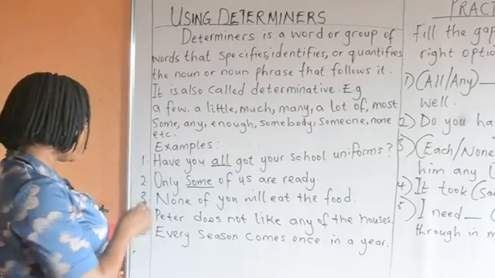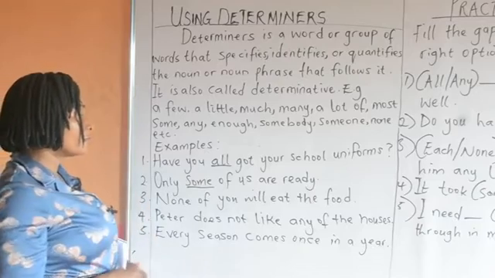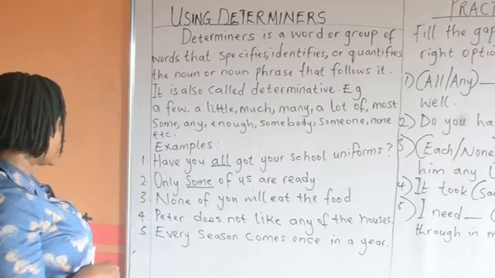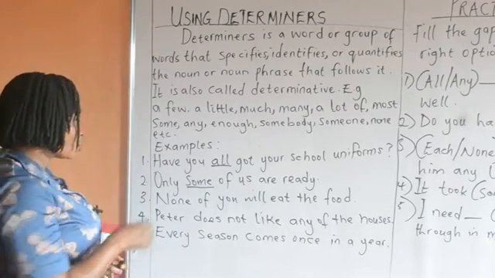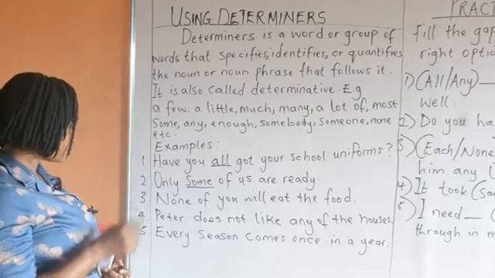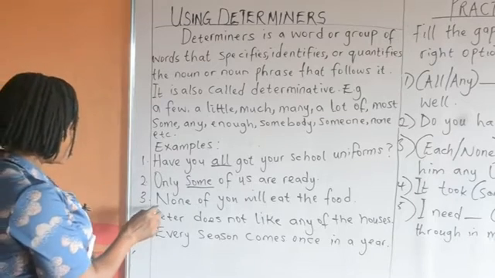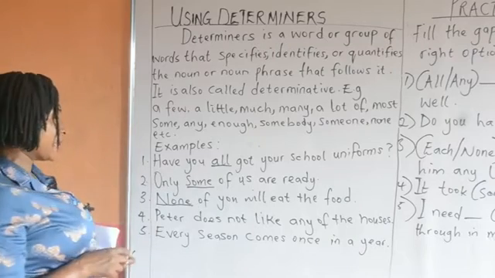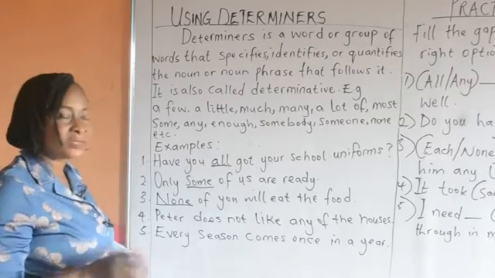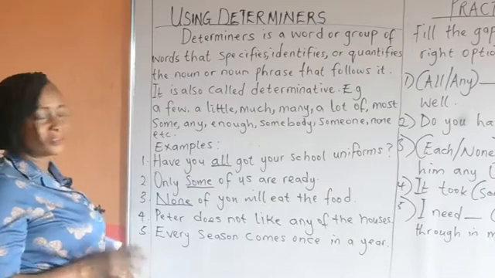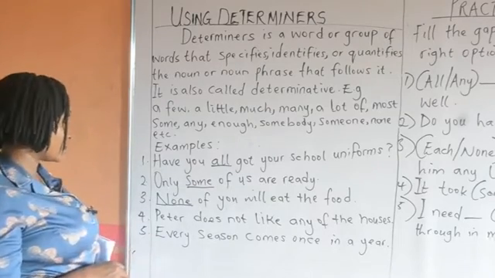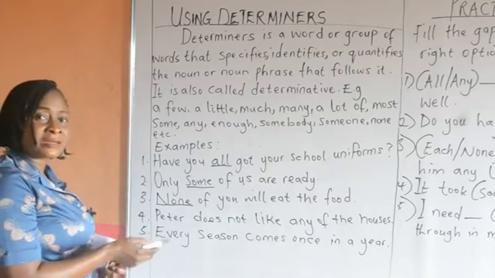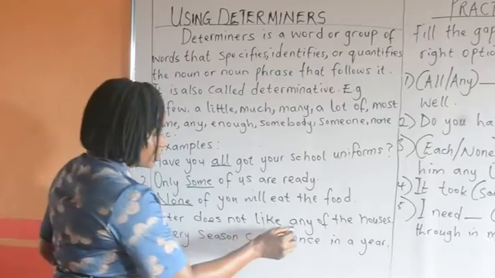Number 3. None of you will eat the food. What do you think is the determinant there? Which word is the determinant there? The word is none. Number 4. Peter does not like any of the houses. Peter does not like any of the houses. What do you think is the determinant there? The determinant there is the word any.